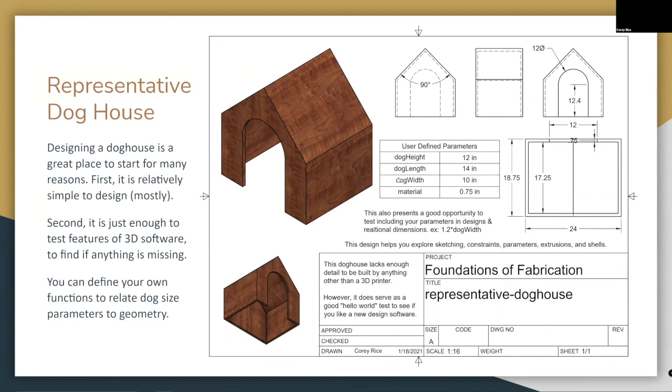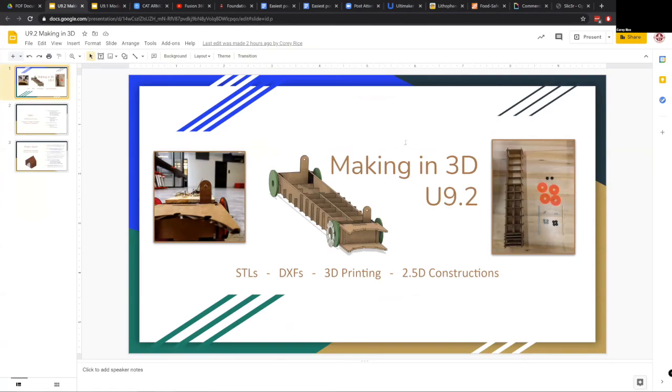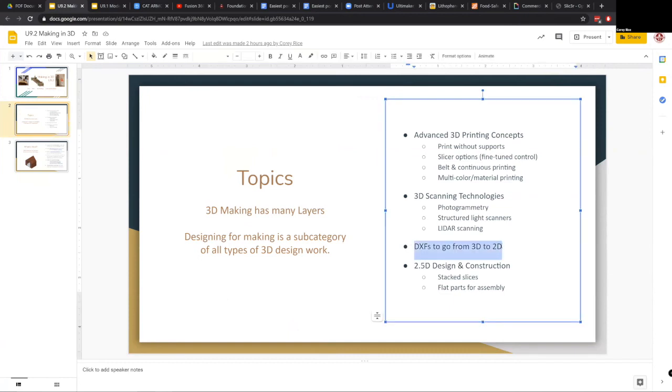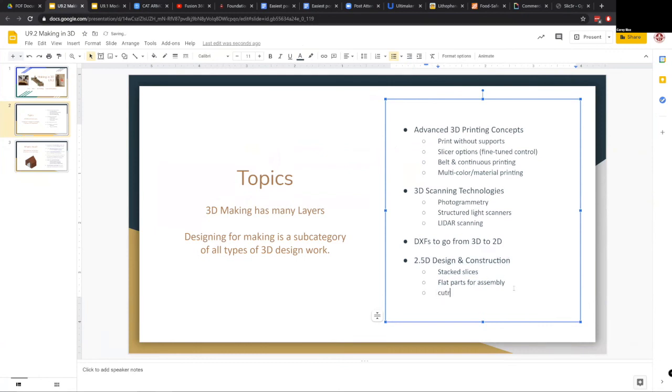When we get to next week, maybe I should preview where we're going with that. Next week, we're going to talk about making in 3D. I've made 3 slides of next week's. But as a preview, we're going to go over advanced 3D printing, 3D scanning. And then I was still seeing what else to put in here. But DXFs to go from 3D to 2D, and then some 2.5D stuff is where we're going to go. Cut lists are going to make it on this list. So we're going to just add it right now.